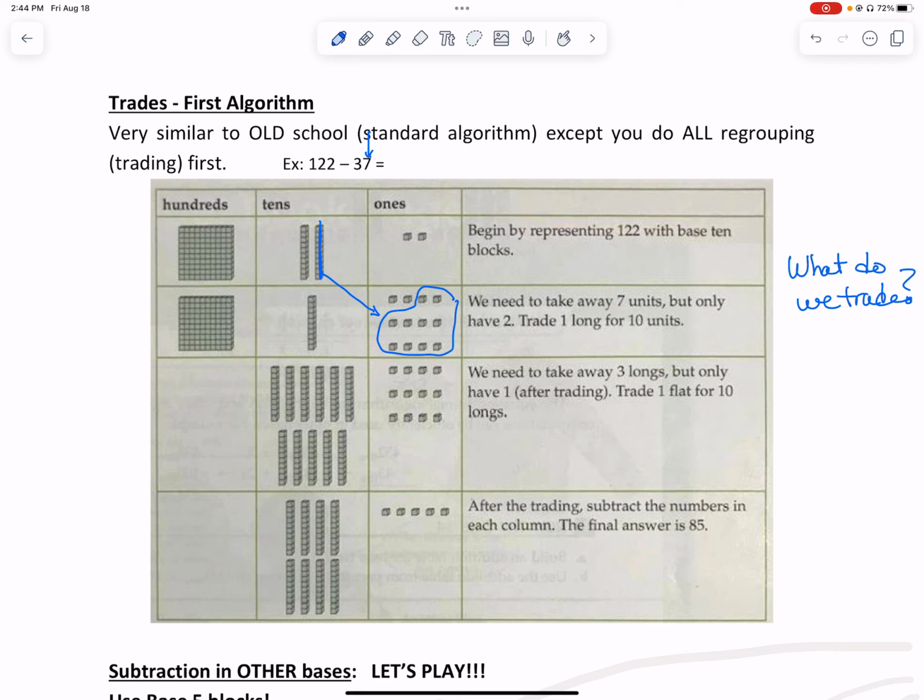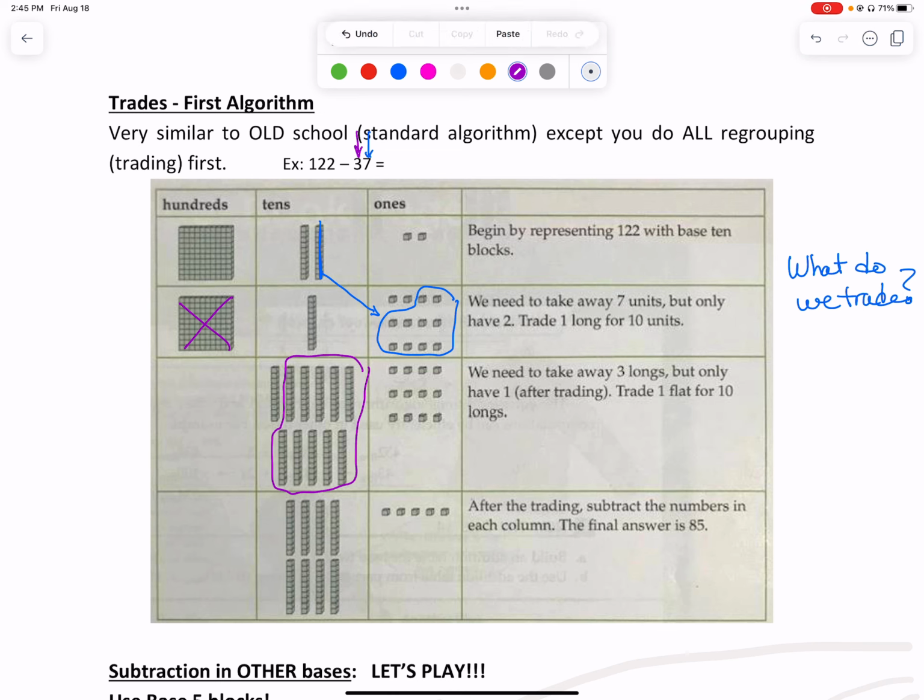Now I need to take away, purple, I need to take away 3 of these guys. Well, I got a problem, right? I don't have 3. So I'm going to take this guy and go ahead and trade and get 10. So there's those 10. So I added those 10. So now I have everything I need, so I can go ahead and start taking away stuff. So I'm going to come back in, and now I need to take away my 7. So let's take away 7.